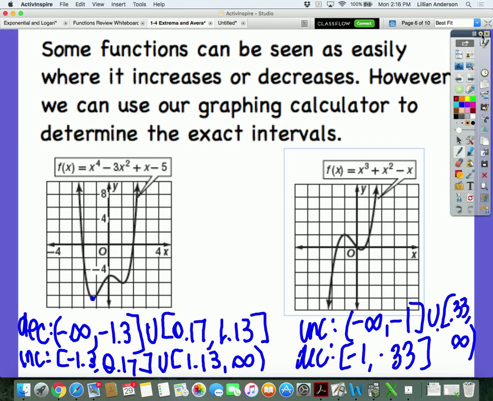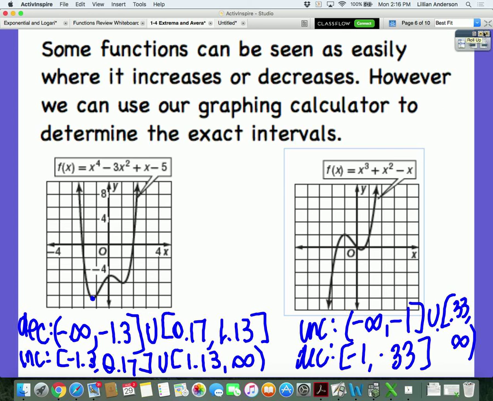Okay. Don't worry, the more you do, the faster you'll get. Now, real quick, let's classify these extrema. Okay? This one right here is what type? It's an absolute minimum. Is there anything lower than this? No, it's the lowest one.